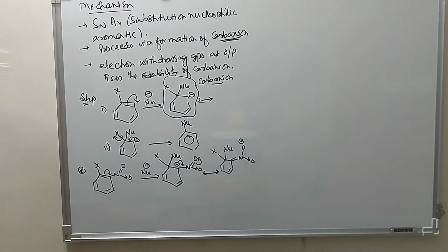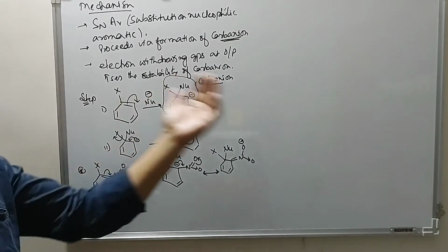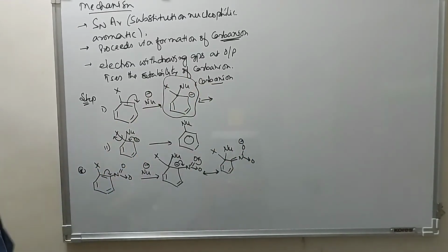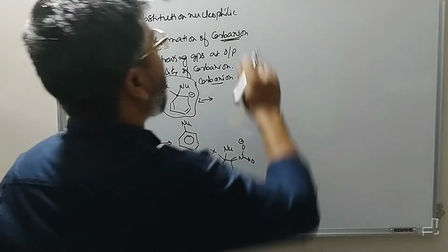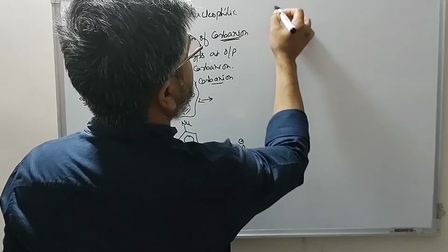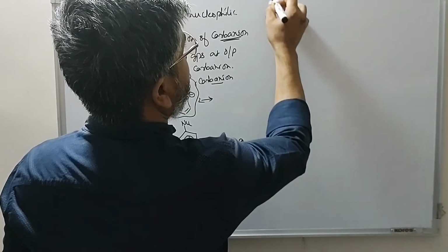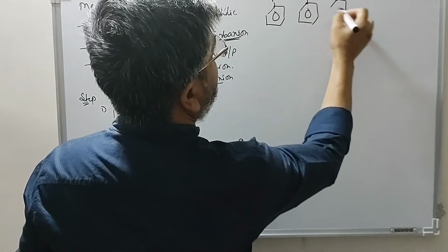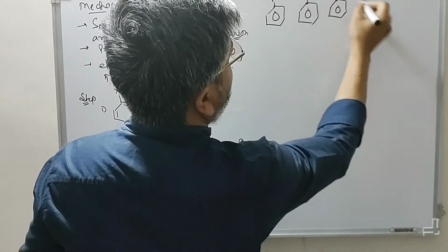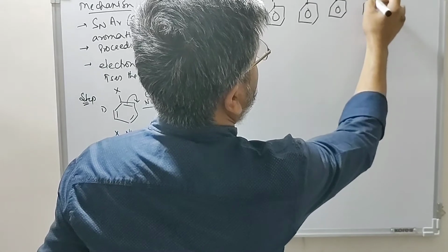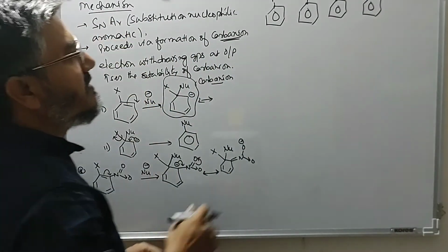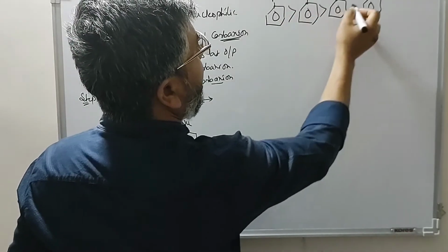Now for this substitution reaction, as I told you, minus I groups increase the rate of reaction, and plus electron releasing groups decrease the rate of reaction. But when we compare the reactivity of different halobenzenes, so it is F, Cl, Br, I, the reactivity of this towards the SNAr mechanism decreases from fluorine to iodine.